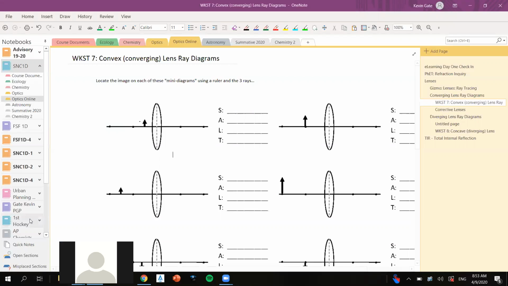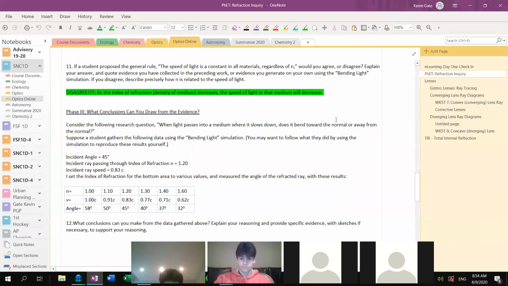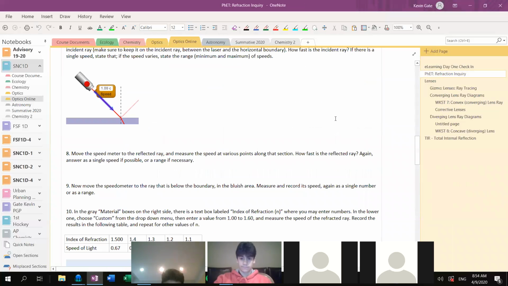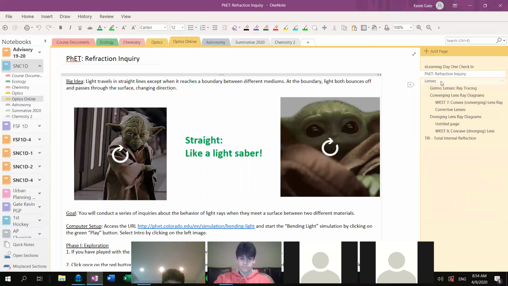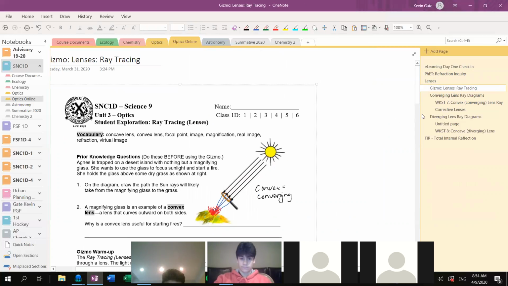I had another question, Mr. Gate. Oh, okay. Yep. What do we need to submit as a PDF? The PhET simulation and the gizmo. So the PhET simulation is this PhET refraction inquiry. Okay, I already submitted those. And the gizmo. Okay, thank you. Yep.